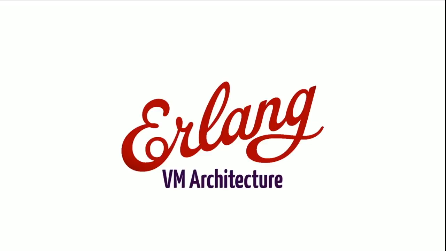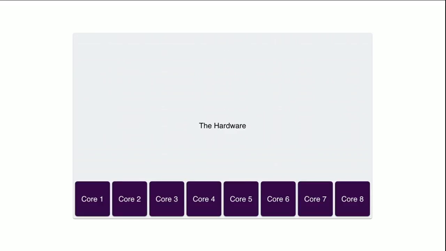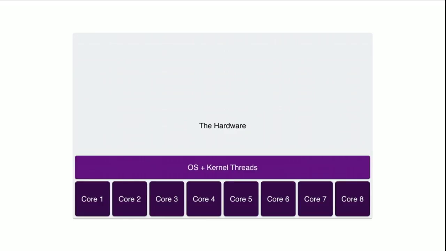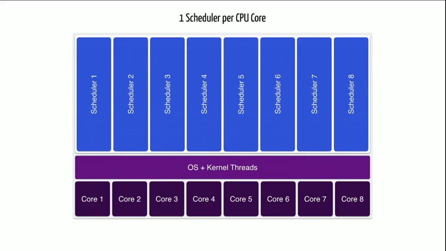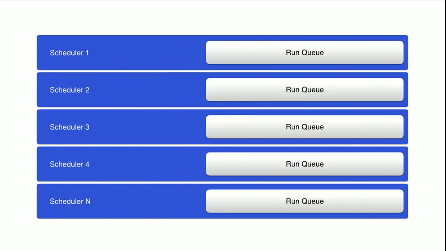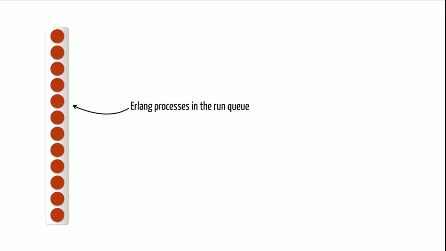So again, let's take a deeper dive into the Erlang VM and see how this architecture works and why we need to be careful when we're writing NIFs. If you have a machine with 8 cores, then you have the operating system and kernel threads on top of that. Then if you start the Erlang VM, you have one VM process, which is going to spawn a scheduler thread for every single core on your machine. Each of these schedulers has what's called a run queue. In reality it has more than one queue, but the main one is the run queue, and it basically holds all of the Erlang processes that are going to be executed.